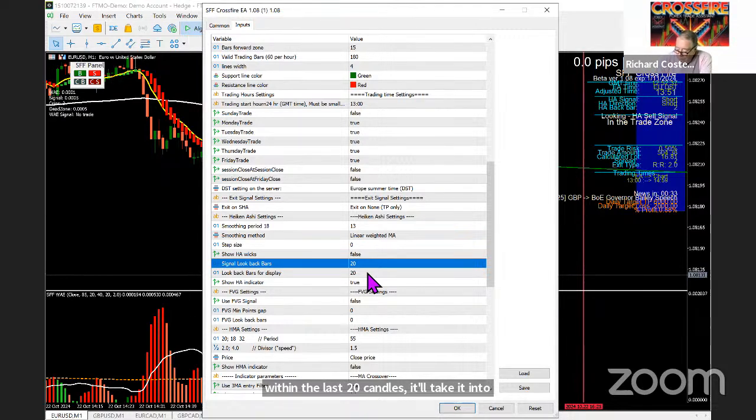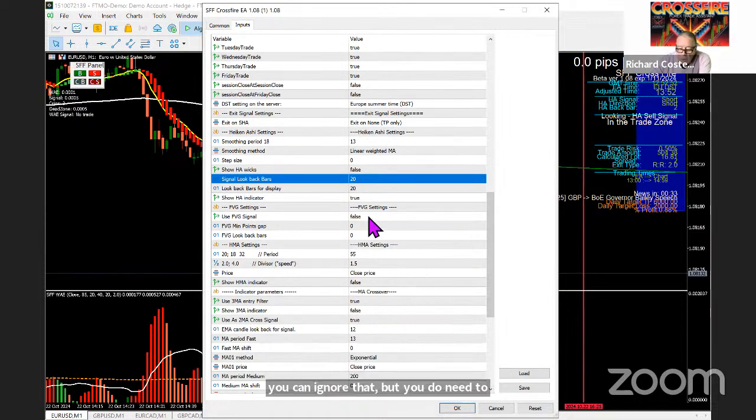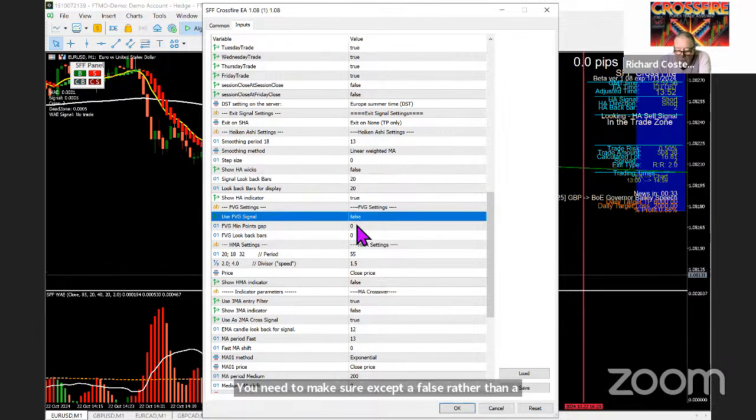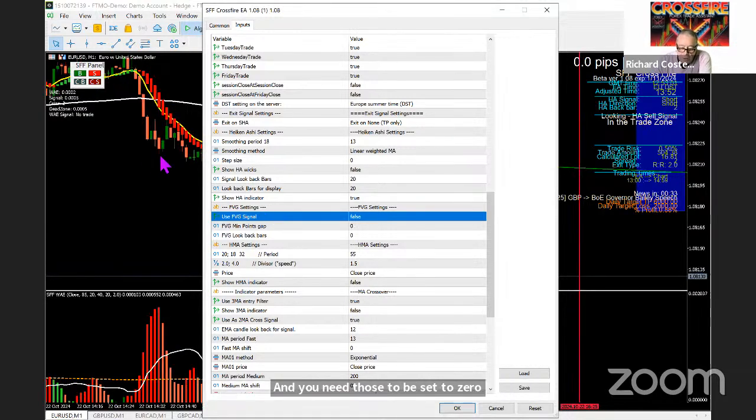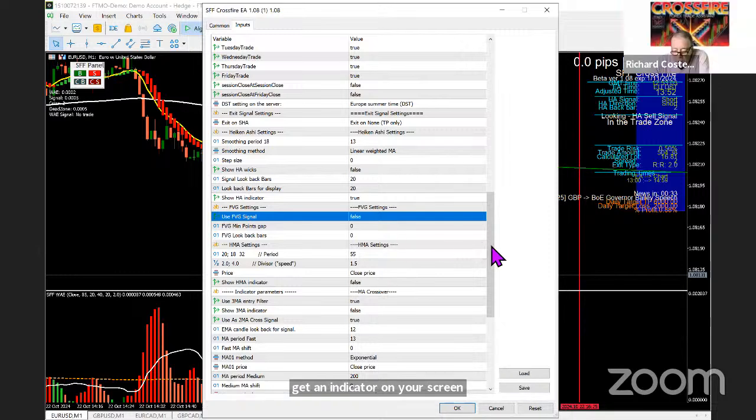There's a setting here which is for FVG. That doesn't apply to Crossfire. You can ignore that, but you do need to make sure it's set to false rather than true, and you need those to be set to 0. Otherwise, you'll get an indicator on your screen for the FVG, but your trading will totally ignore them.